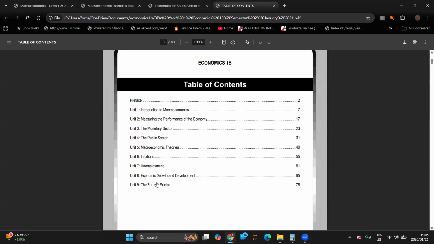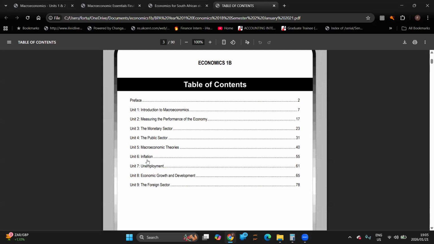Then we also have the foreign sector, which is an important sector which contributes to the performance of an economy, and which looks at how an economy relates with the international economy. All right, so these are the major topics that we are going to be looking at.